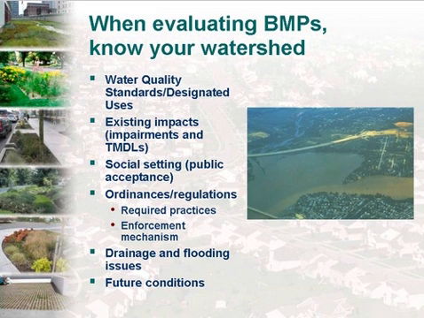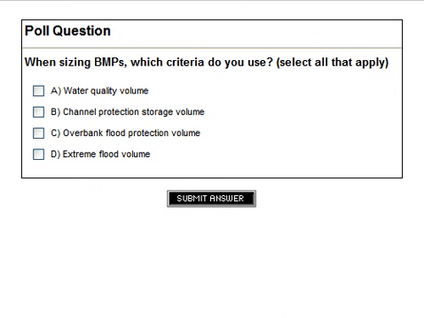And in our next section, we're going to try to look at some of these in a generalized way, with a couple of key examples. But before we get there, we have another poll question for you. Here we're asking, when you're picking or sizing your BMPs, what kind of criteria do you use? With this poll question, you can select more than one answer if you're doing multiple things. The first one, A, is water quality volume.